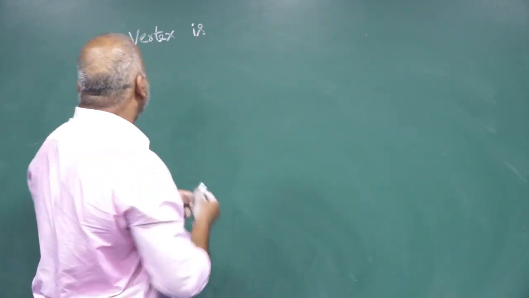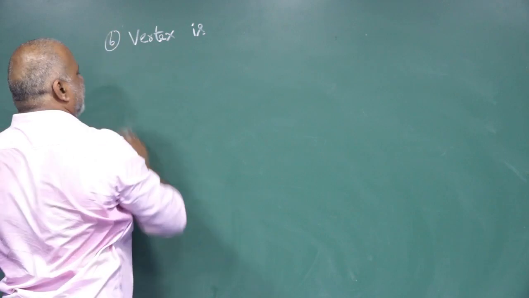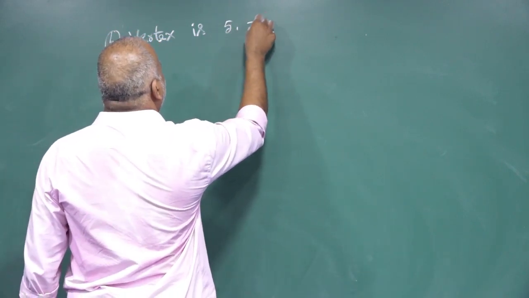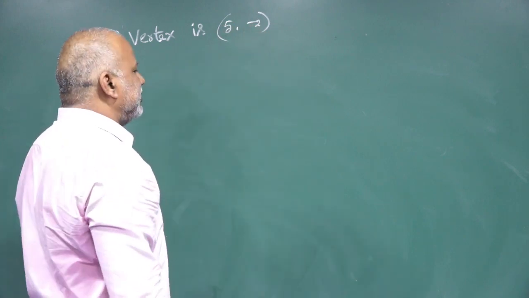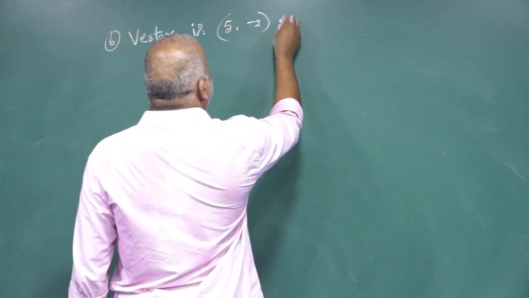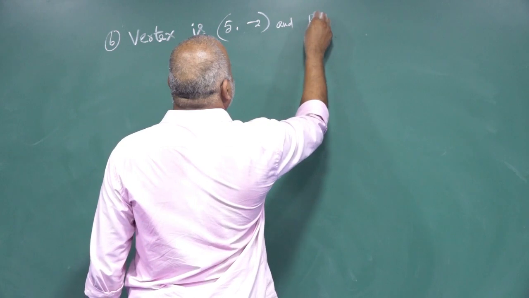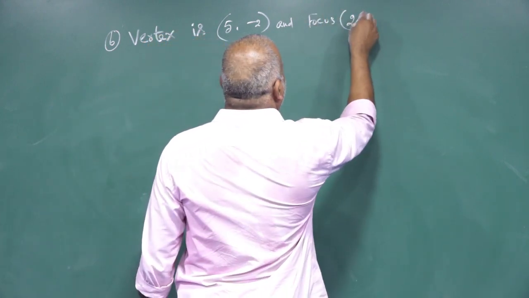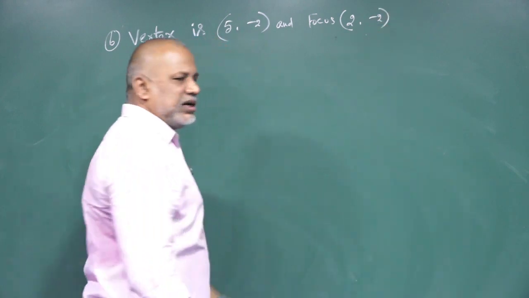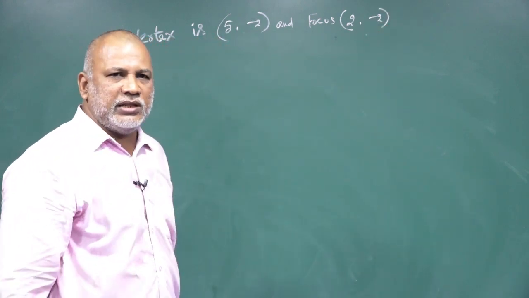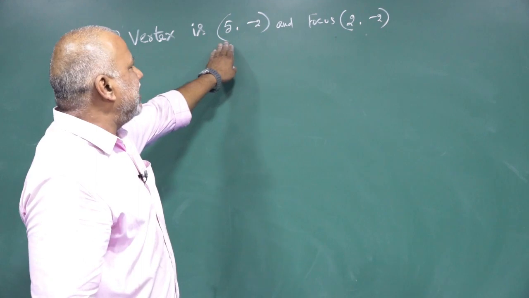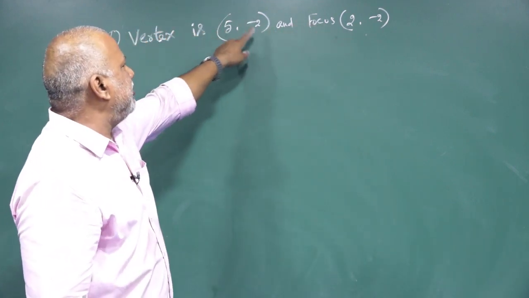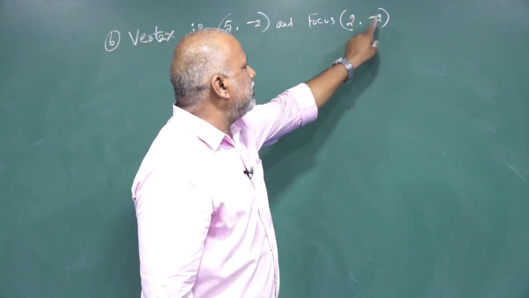Now see question number 6. Vertex is (5, minus 2), and focus is (2, minus 2). Find the equation. Same logic. In the previous question also we discussed that the vertex is given and the focus is given. Here vertex is (5, minus 2), focus is (2, minus 2).